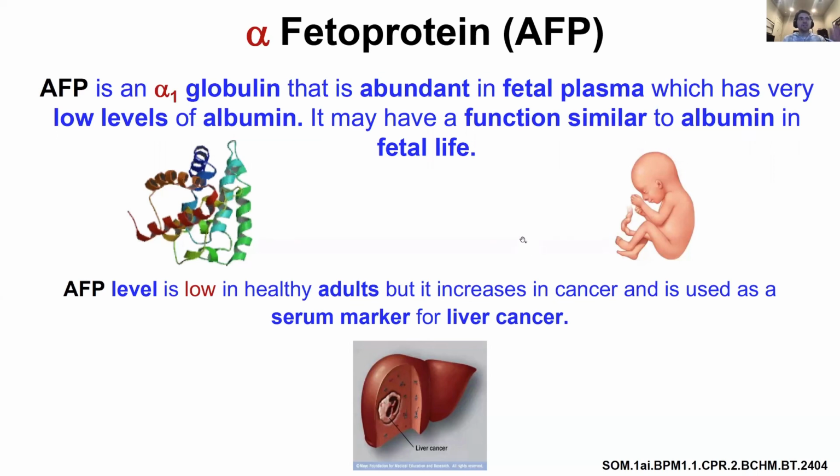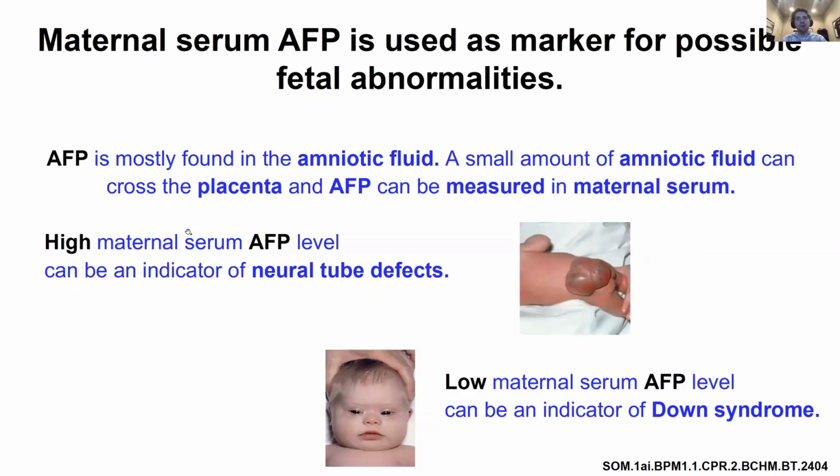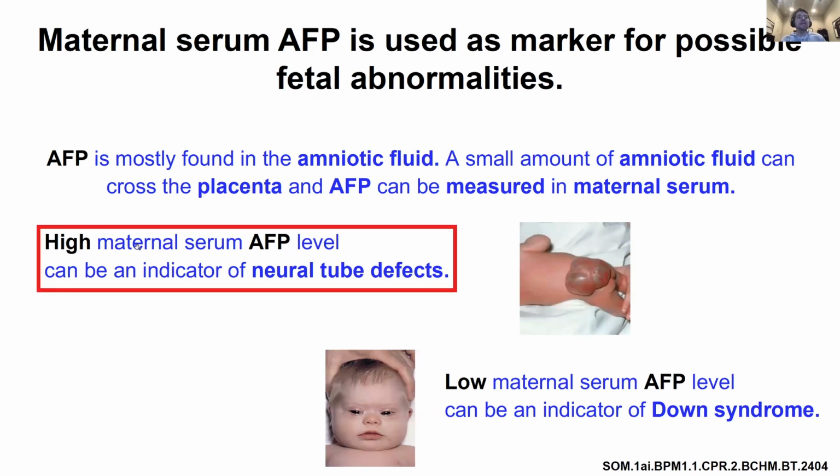But for now, you just need to know that it falls in the alpha-1 globulin category, and it is a marker for neural tube defects. You can see spina bifida here. So if you get high AFP, I just remember the spina bifida: it's almost like the alpha-fetoprotein spills into the amniotic fluid. That's just how I remember it, and that's why you get high AFP in neural tube defects.